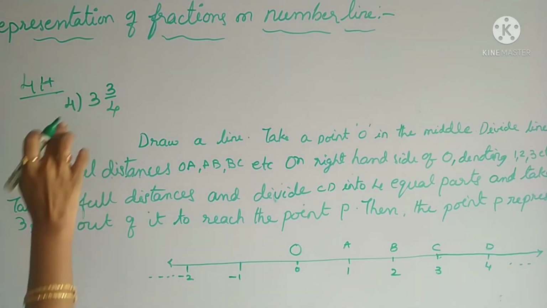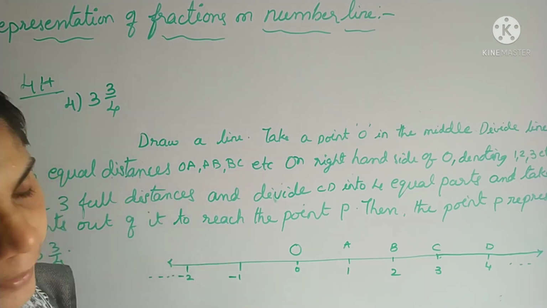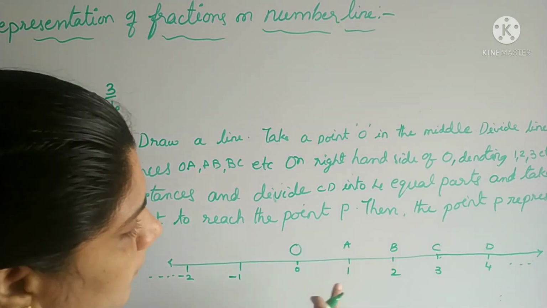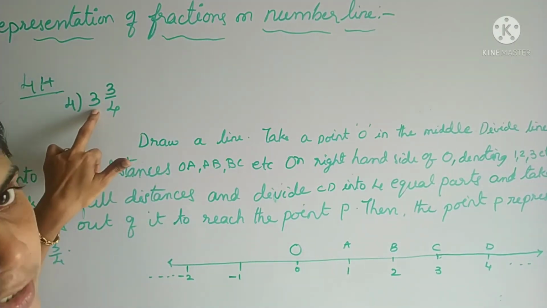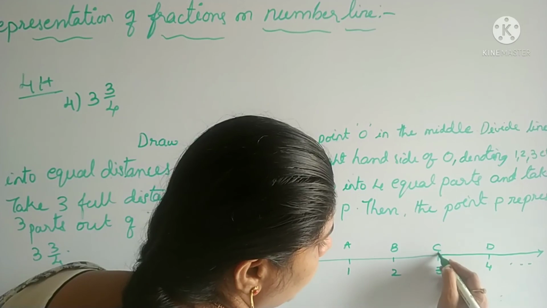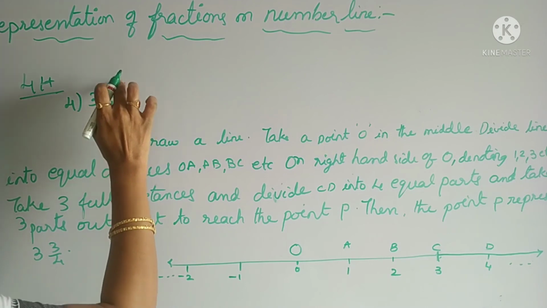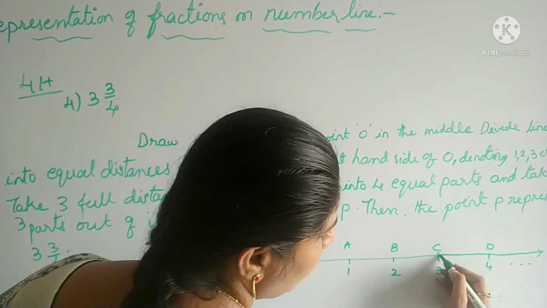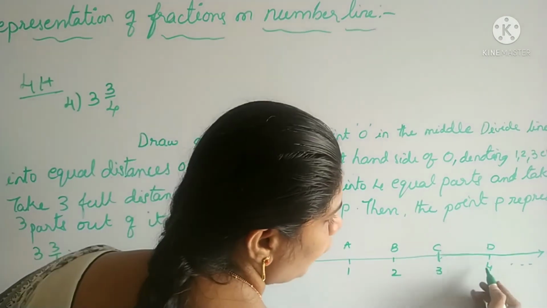So observe the mixed fraction they have given. What is the integral part here? 3, in 3 by 4. Integral part 3 means after 3 whole parts we have to divide the line. Whatever the number you have, first you reach that number. So 0, 1, 2, 3. 3 is here. The integral part in the given mixed fraction is 3, so you have to reach 3. After reaching 3, you have to represent 3 by 4. After 3, you have to locate 3 by 4 on the line from 3 to 4, that is the CD line.